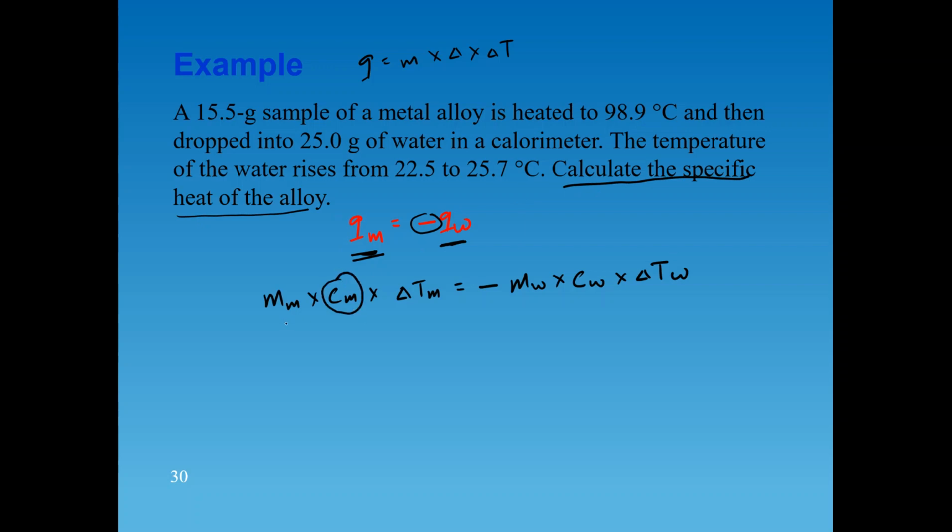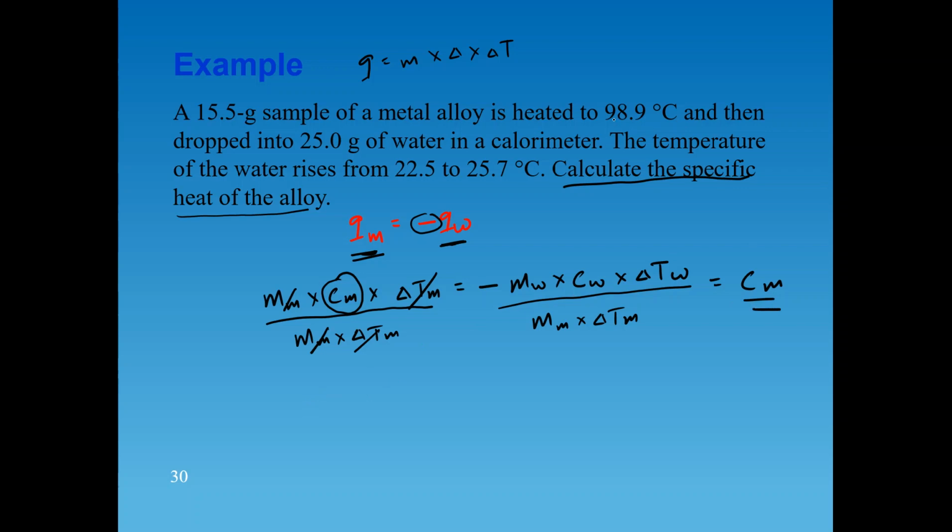And therefore, we can achieve that by dividing both sides by the mass of the metal times the change in temperature of the metal. So this will cancel out with this, and this will cancel out with that. So basically, we're going to get this expression here to be equal to the specific heat of the metal. And all we have to do from here is to plug in the numbers into this expression to get what the question is asking for.